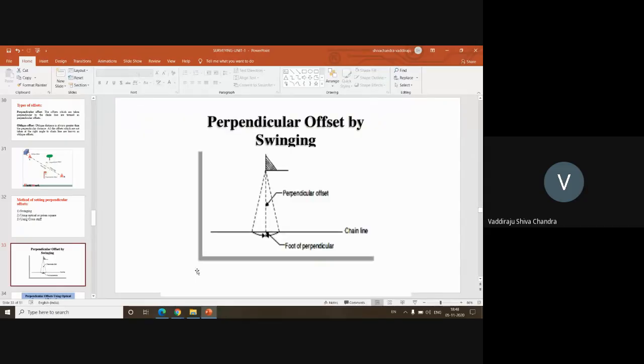So what we'll be doing here is holding one end of the tape at the foot of the object. If I want to determine the offset of this, I'll hold the zero mark of the tape at this point, and I'll expand the tape. The other person will expand the tape and move towards the chain line, and then he tries to swing it.